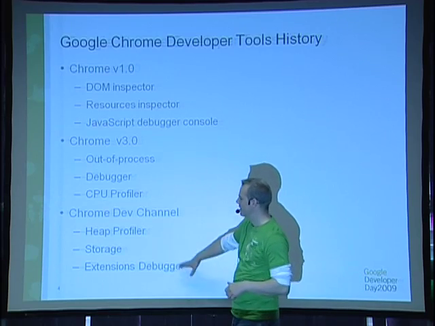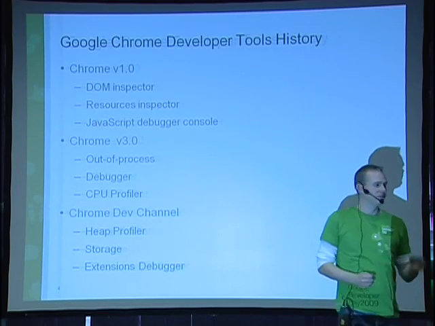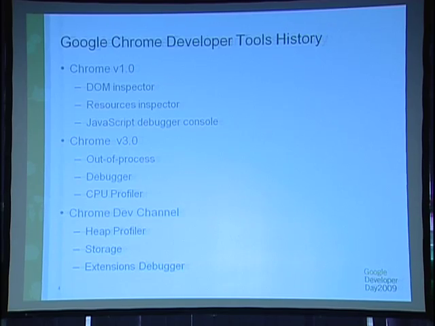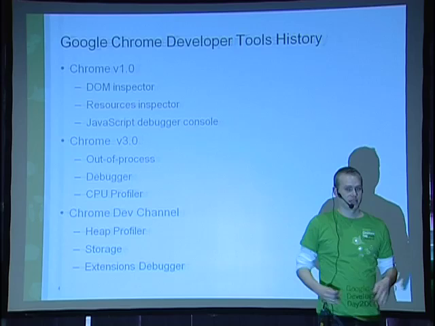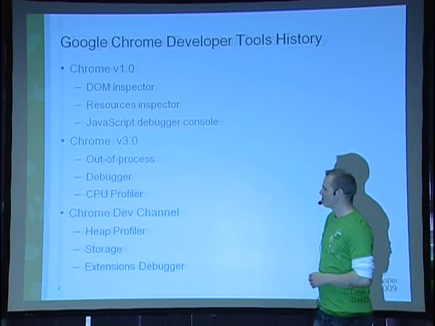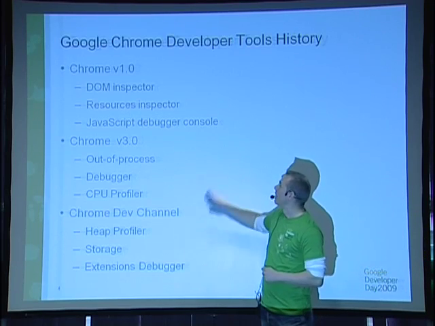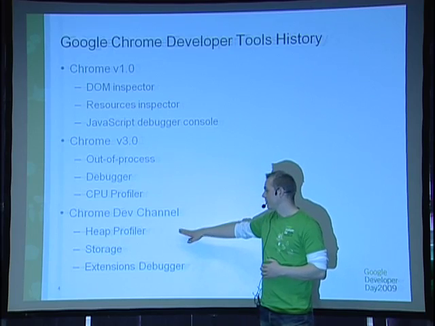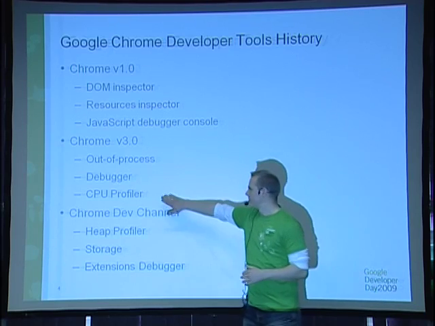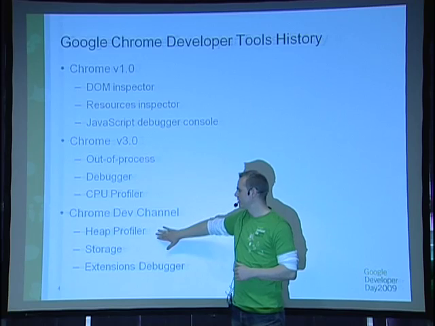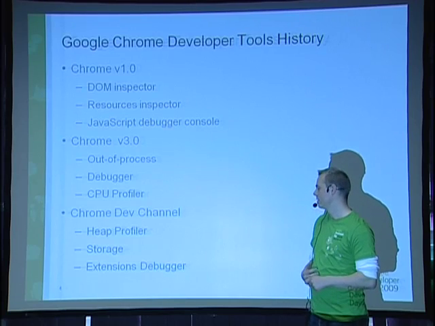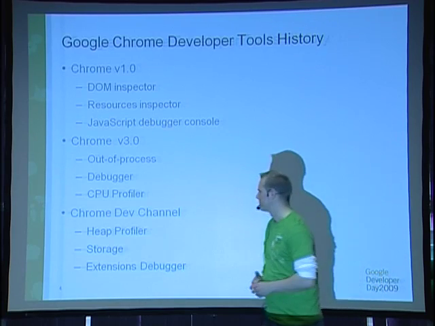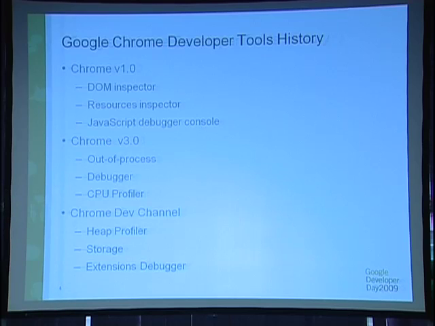So this is all on the stable channel, and if you want to keep up with all the new good stuff that's coming out in the developer tools, you may want to consider switching to the developer channel. You get a less stable browser, but a much more fun one to play with, and that goes for the developer tools as well. So in fact, what you'll find already today is, apart from profiling where the time is spent, you can start profiling also where your memory goes in your web app. There's support for storage, and you can debug your Chrome extensions if you've started developing any of those.